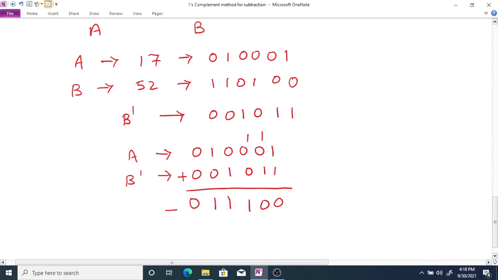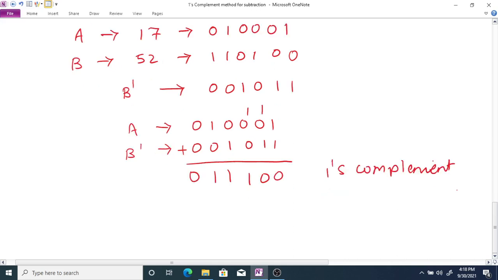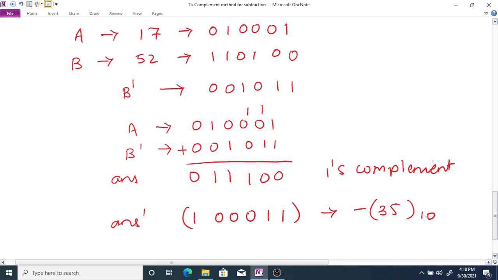Now here we can see that there is no carry present over here, so the obtained answer is negative. Now this answer is in 1's complement form, so we have to find 1's complement of answer. So we get 100011. Now if we convert this back into decimal number, we will get 35, but in this case it will be negative. Thank you.